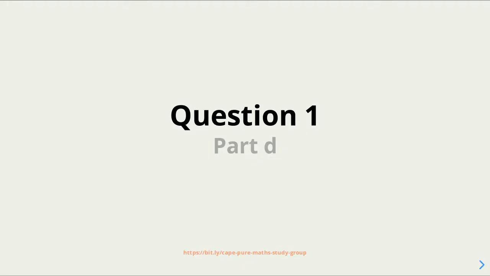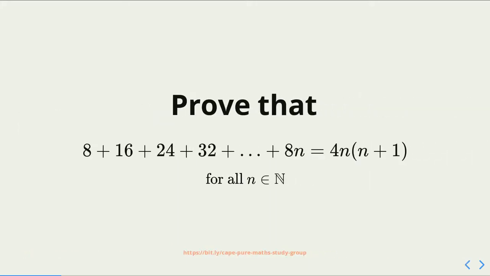Okay, so we're doing question 1 part D today. In this question, we need to use mathematical induction to prove that the sum of the first n multiples of 8 is equal to 4n(n + 1) for all natural numbers n.